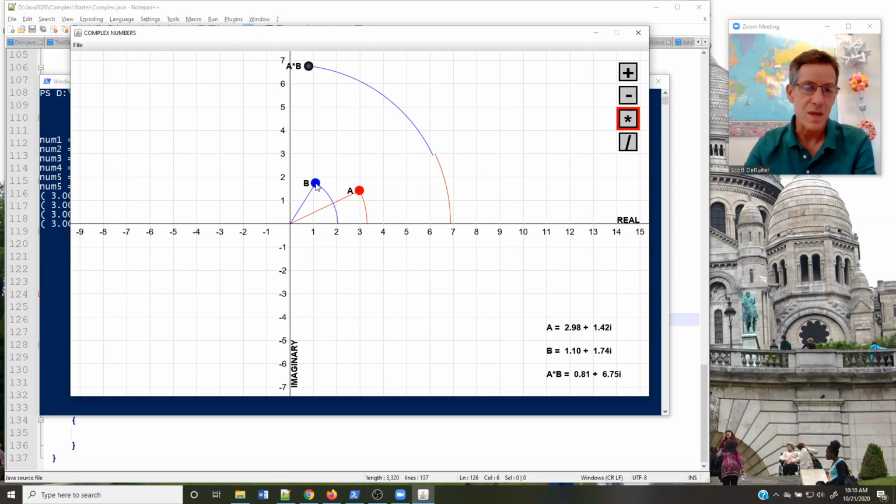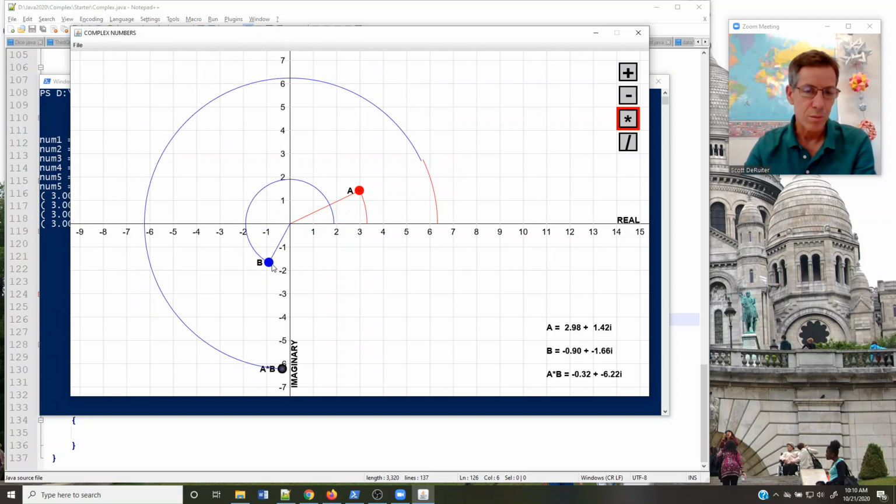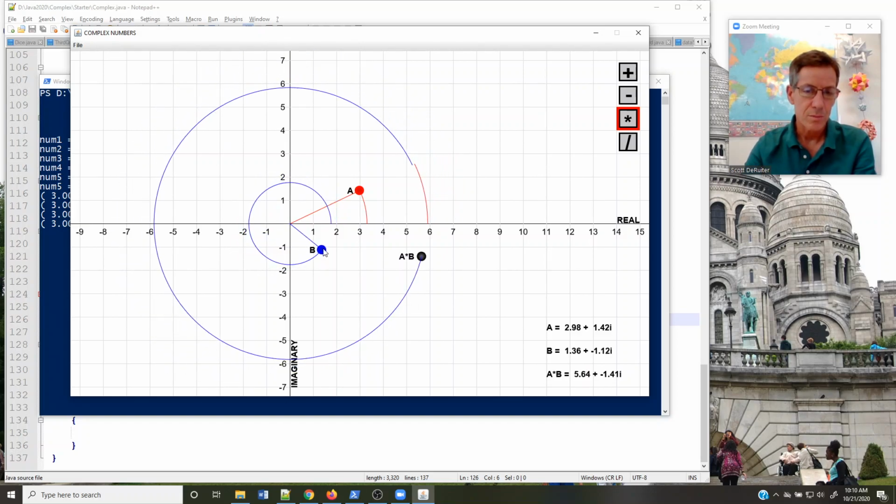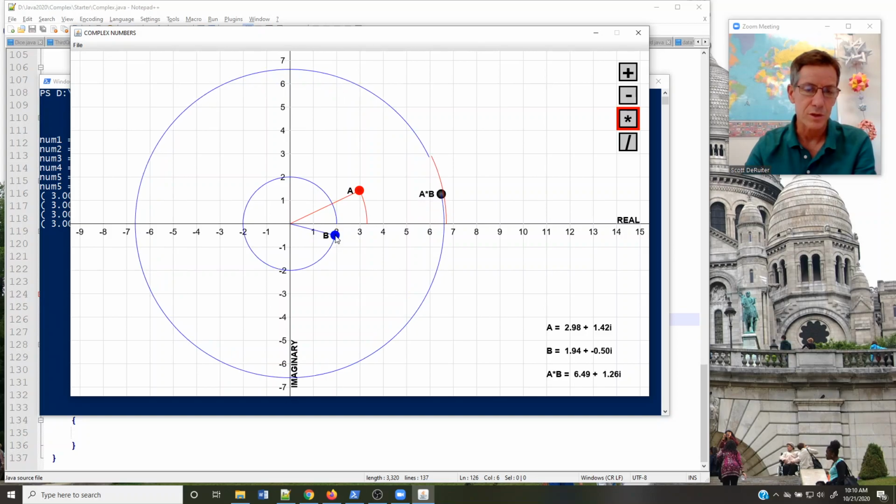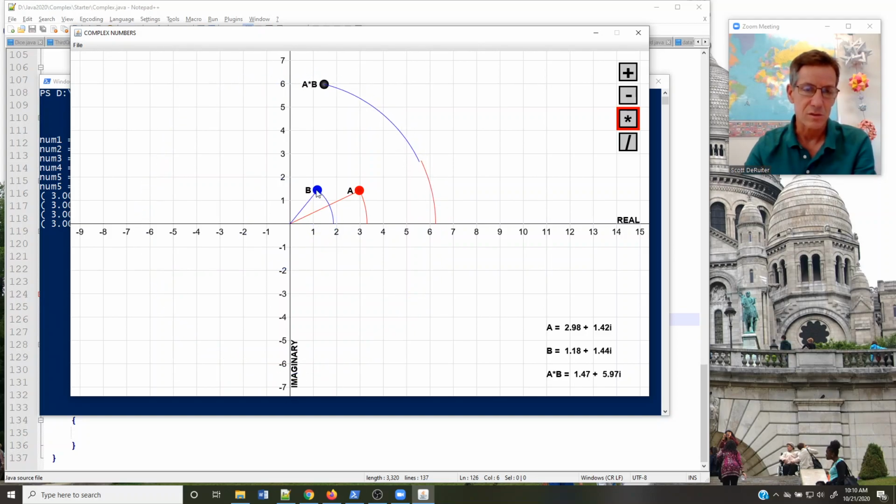As I rotate B in a counterclockwise direction, the product is also being rotated, and the result is magnitude A times magnitude B as far as distance from the origin. So you should be able to see that.